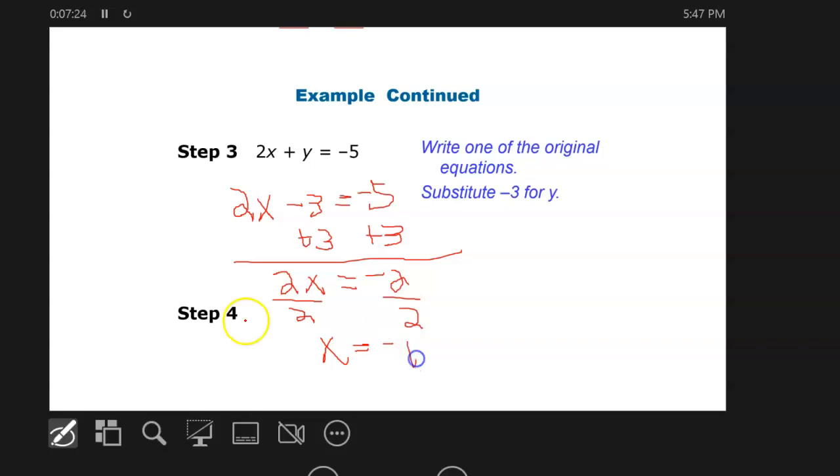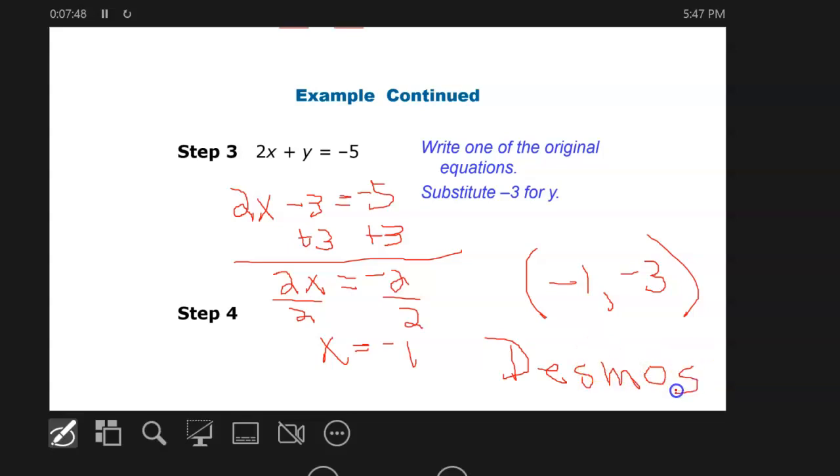So now in step 4, I can write my solution. I know that x is negative 1 and y is negative 3. Therefore, the ordered pair negative 1, negative 3 would be the solution. And I would check my work to be sure that it is correct by typing the two equations into Desmos and determining that the point of intersection is negative 1, negative 3.